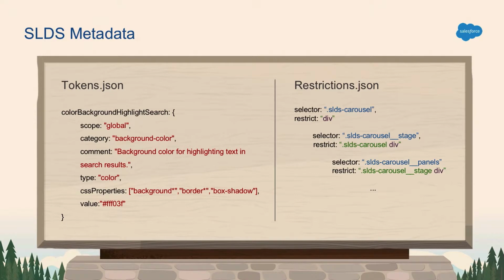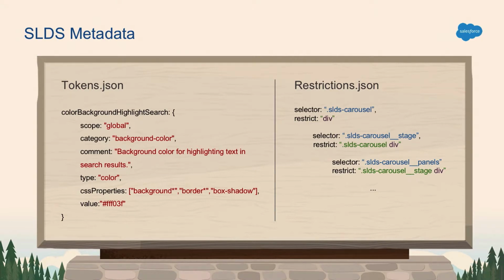So you'll see two types of our metadata on the screen here. On the right-hand side are the restriction rules, or what we like to call the restriction rules. These are rules that sort of mimic the DOM structure of a component. It tells you where you can apply classes to and what parent classes need to be in place. You can see here we have an SLDS carousel selector, and we have a restrict attribute right below that. So that class can be applied to a div, and only a div.